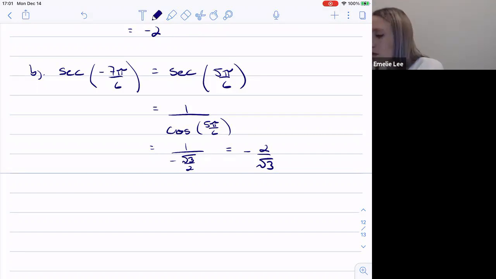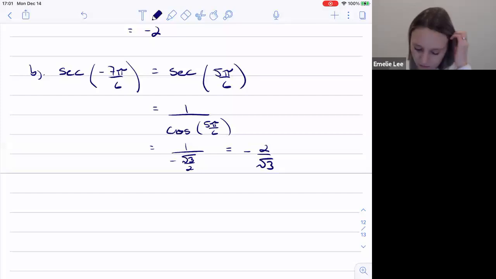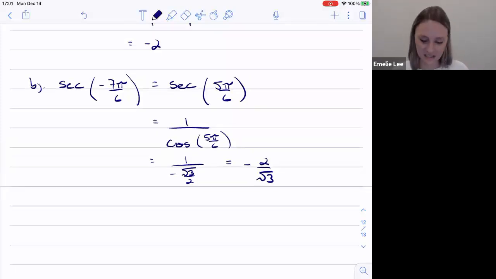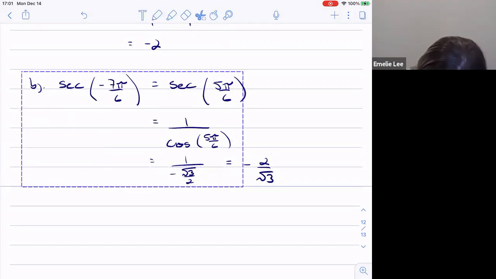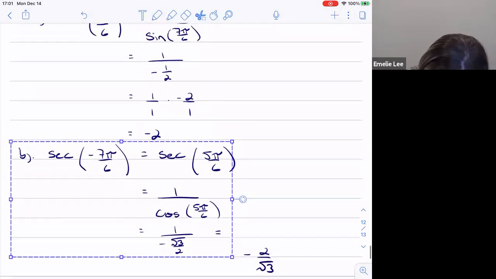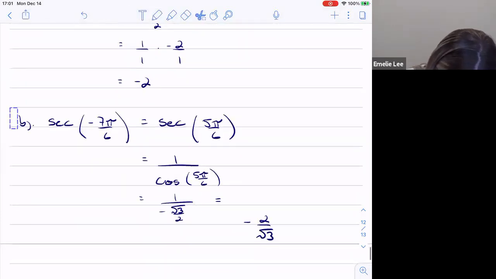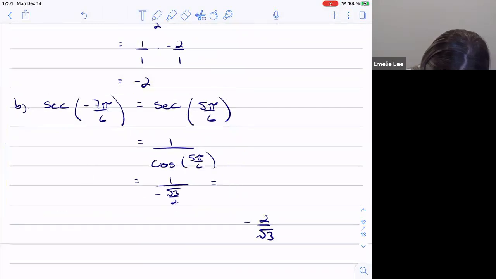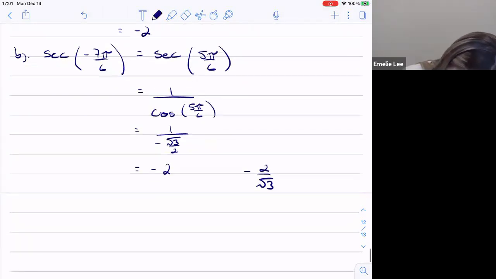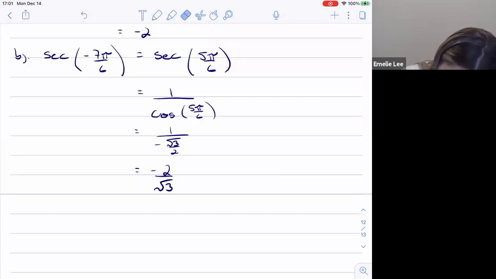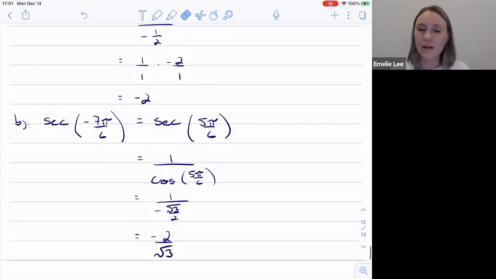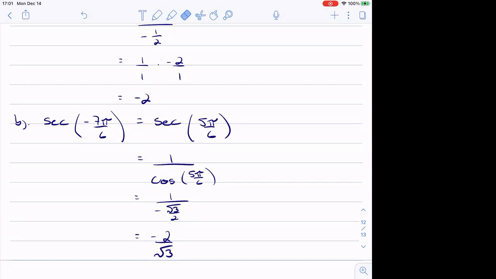I did some of these. Good. It is. And maybe, just so it's on the same page, negative 2 over root 3 properly. All right. And then C should be okay.